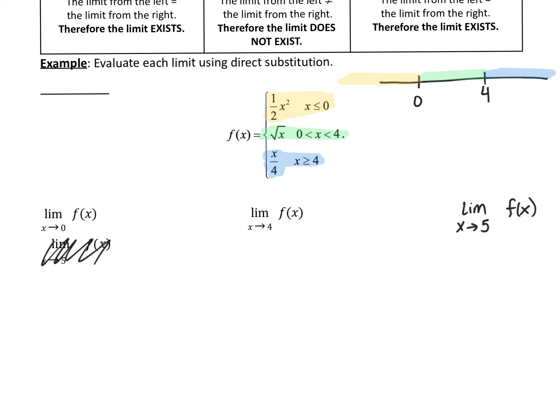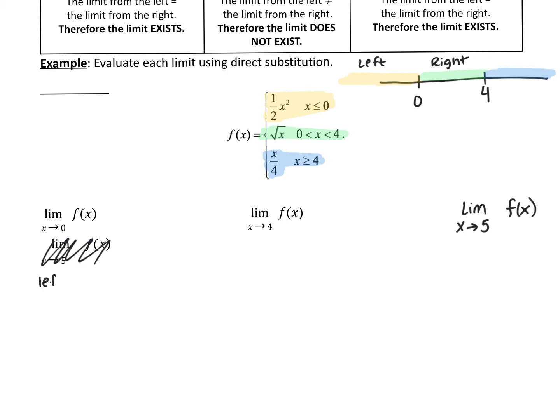The colors should help. So if I want to see what's happening at 0, I need to check the left side and the right side. And theoretically, this is your left of 0, and this is your right of 0. So you have to check into this equation and this equation. So let's do that with direct substitution.